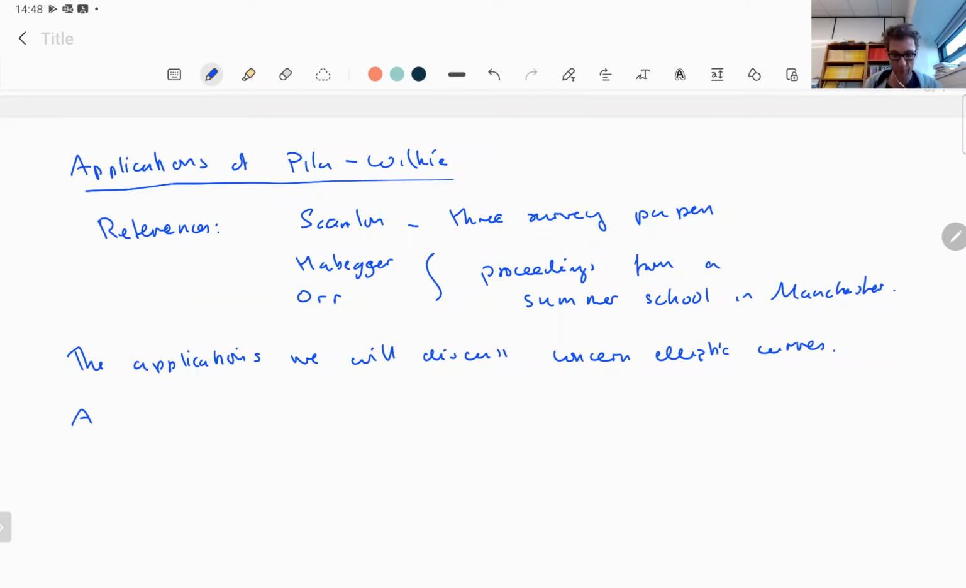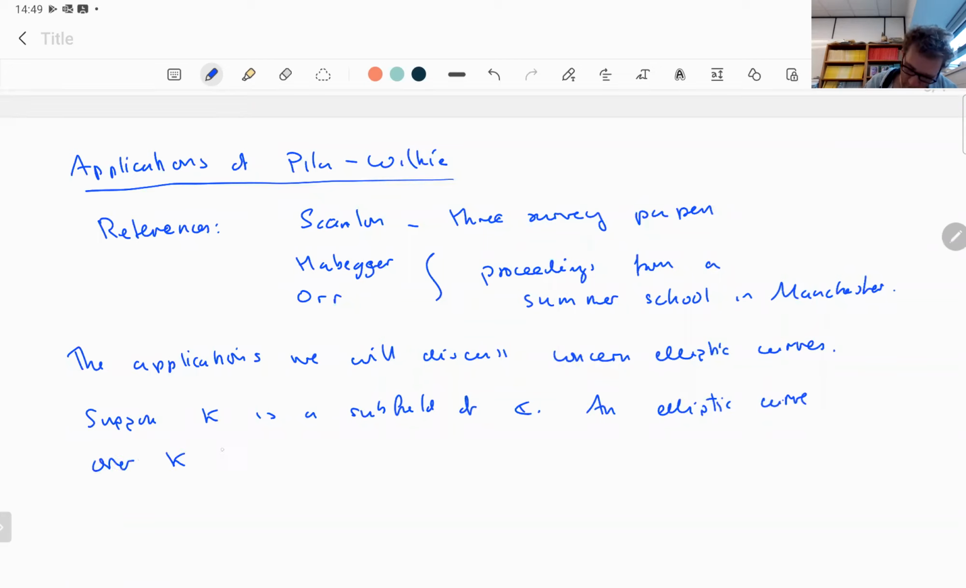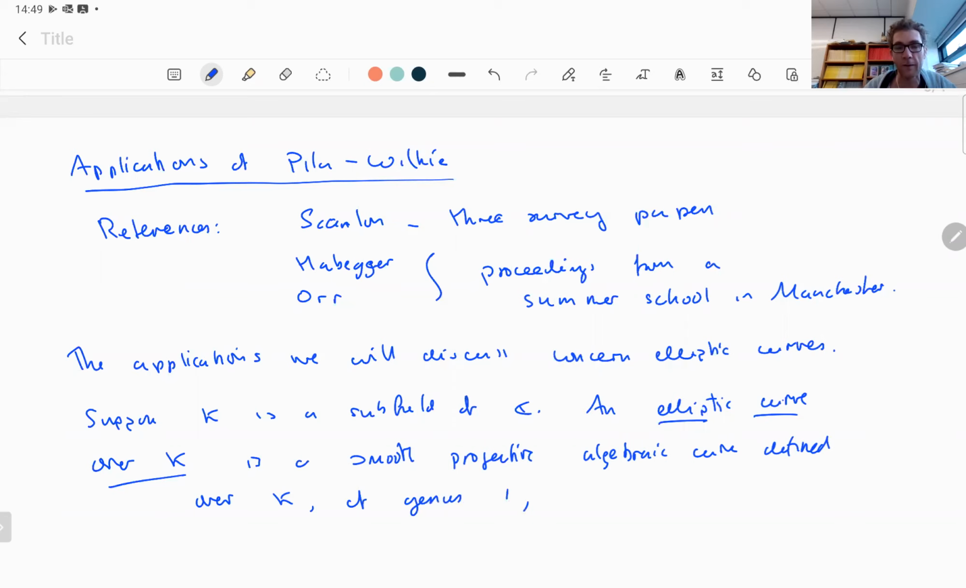Suppose K is a subfield of the complex numbers, and an elliptic curve over K is a smooth projective algebraic curve defined over K of genus 1 equipped with a distinguished point that lies in K, or whose coordinates lie in K.